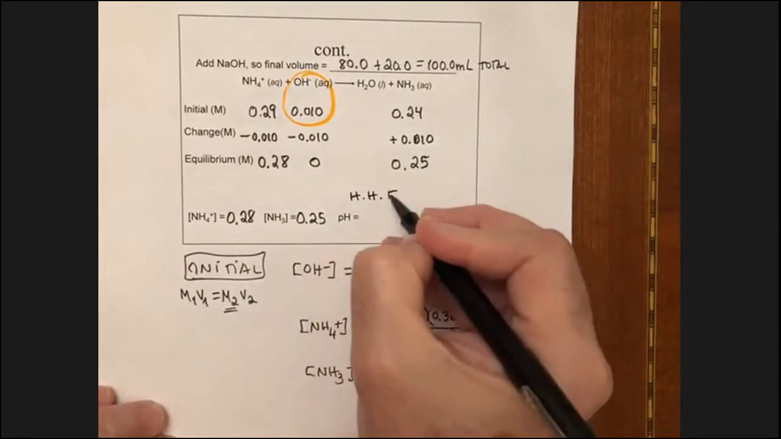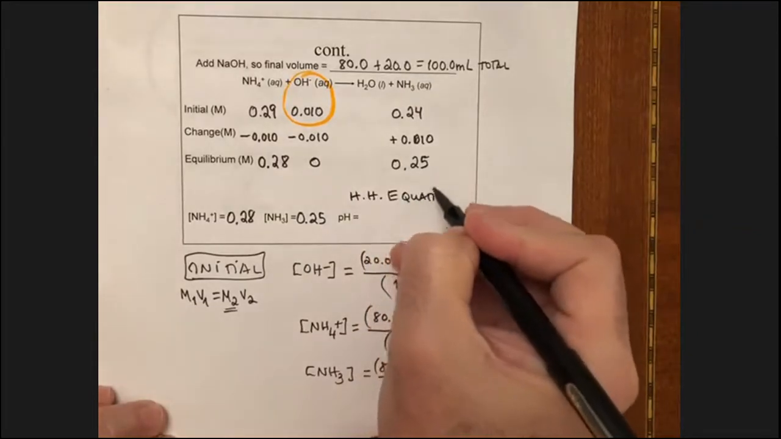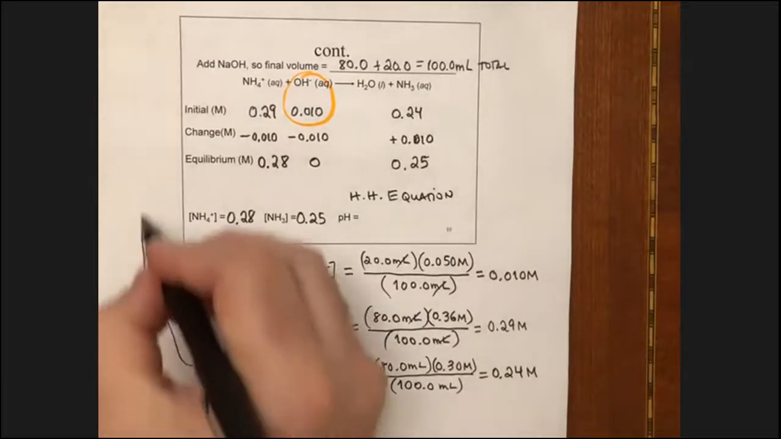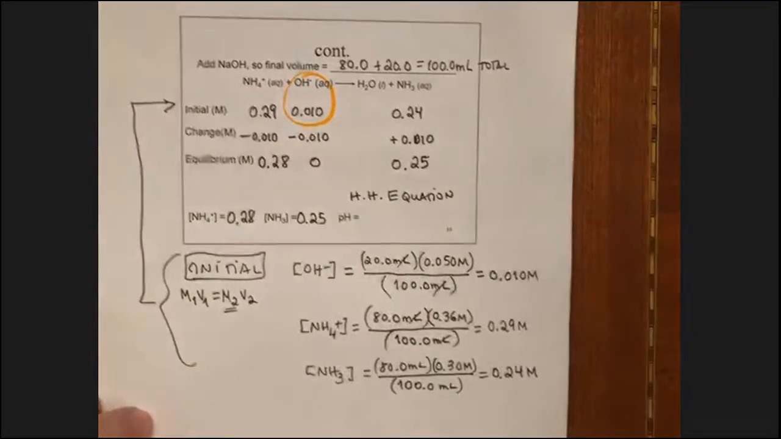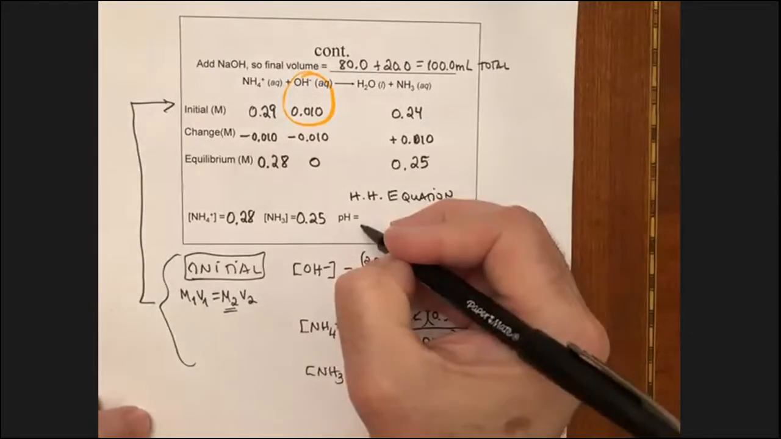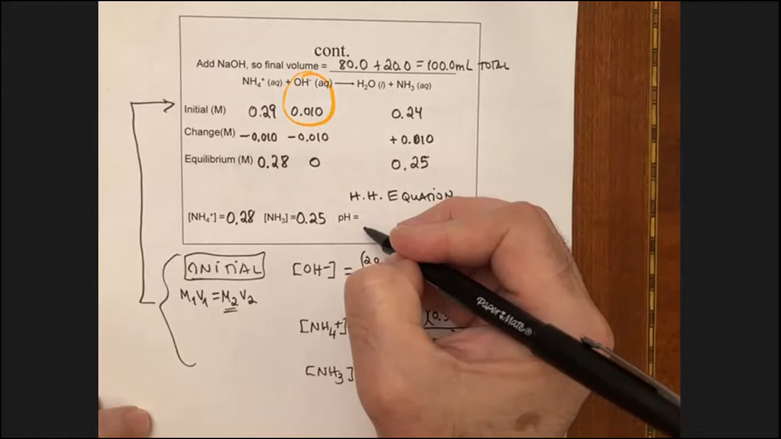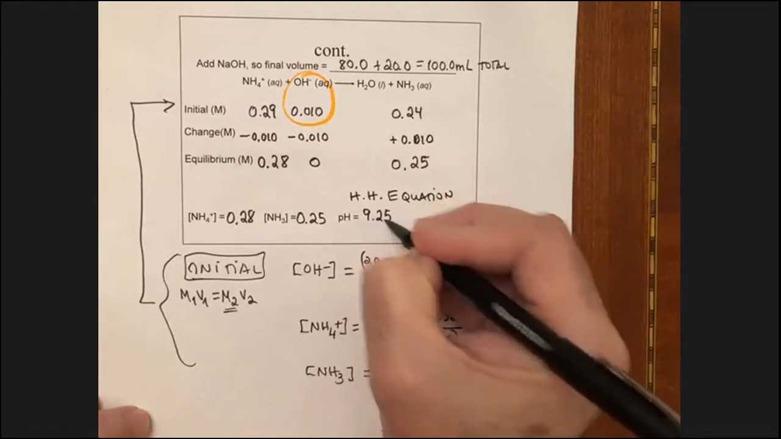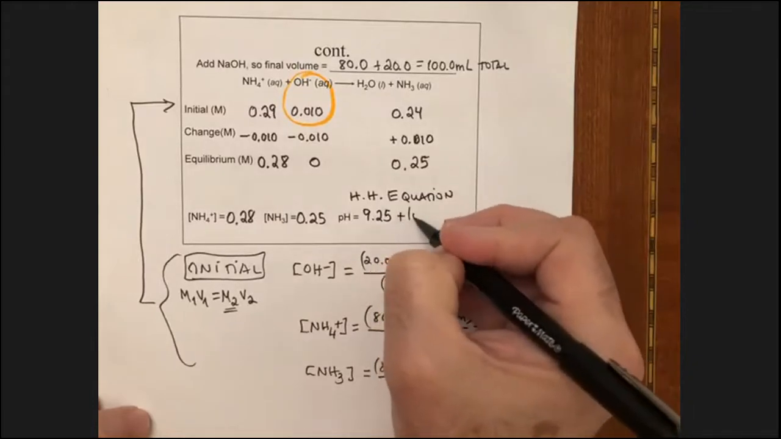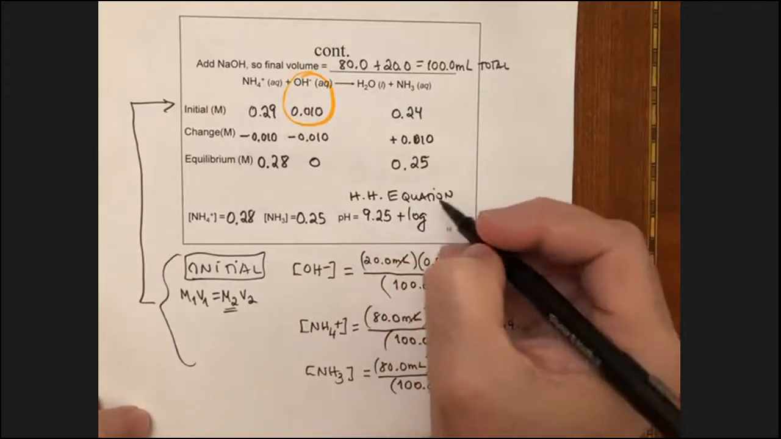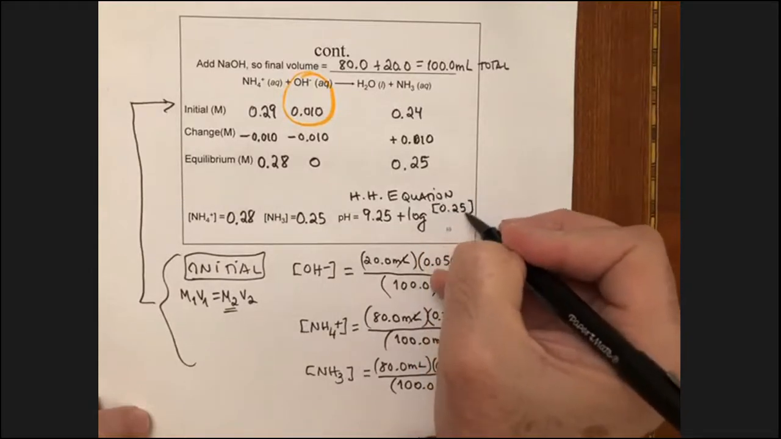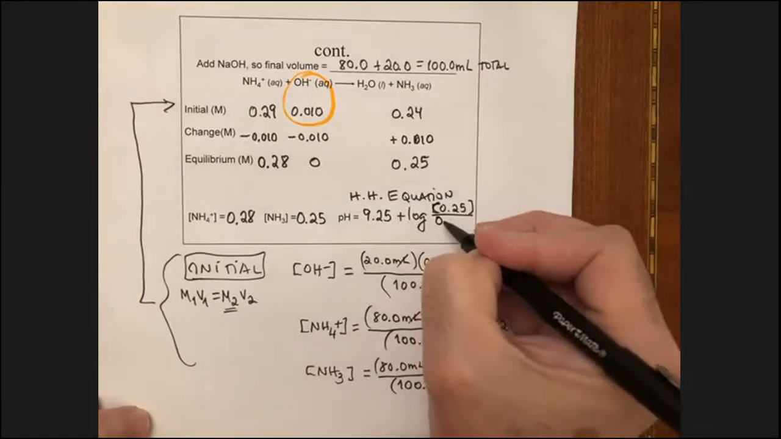And now we're going to use the Henderson-Hasselbalch equation. Remember, we had to do this first before we could put in the initial concentrations in there. So this would be pKa, which we already established earlier was 9.25, plus the log of the new concentrations that we have now. So that'll be 0.25 over 0.28.